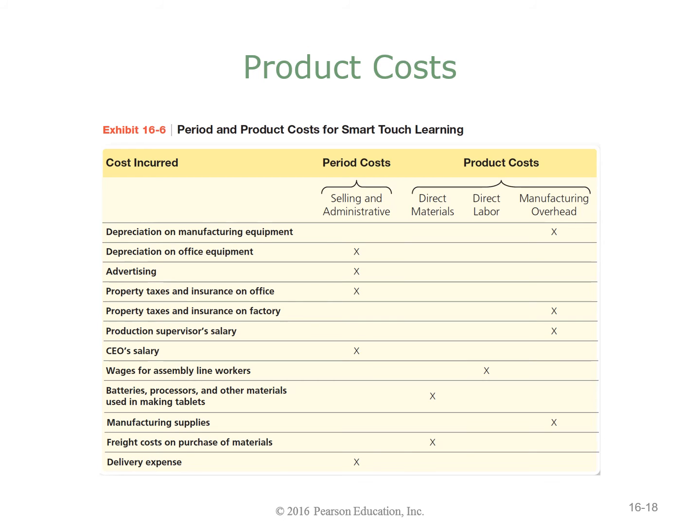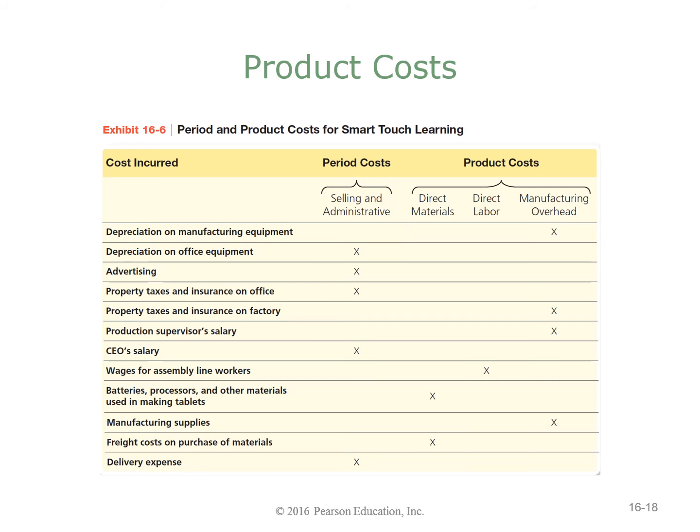Advertising is a period cost. Property tax and insurance on the office is a period cost, because again it is the office. Property taxes and insurance on the factory, here I'm back to the product cost under manufacturing. Production supervisory salary, the supervisor, as we explained in the previous slide. CEO salary, okay, he is running the business, but he is not involved in the production. So this is a period cost, selling and administrative.